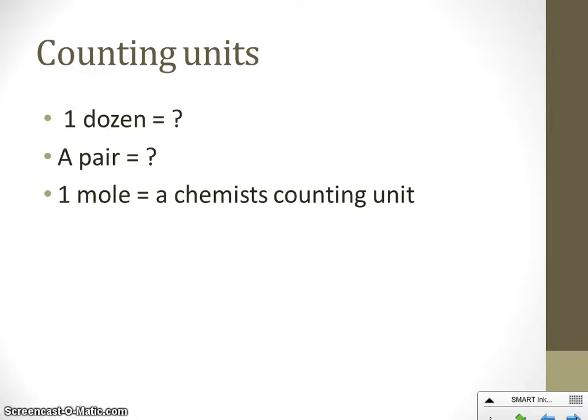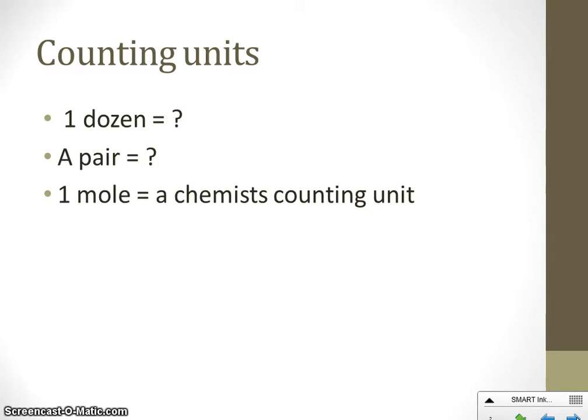So if I say that we have a dozen eggs, how many eggs do we have? 12, right? And if we have a pair of eggs, we have 2. Well, if you have a mole of something, you have 6.02 times 10 to the 23rd of whatever that is. So if we have a mole of eggs, we have 6.02 times 10 to the 23rd eggs. That is 602 billion trillion eggs. That's a lot of eggs.